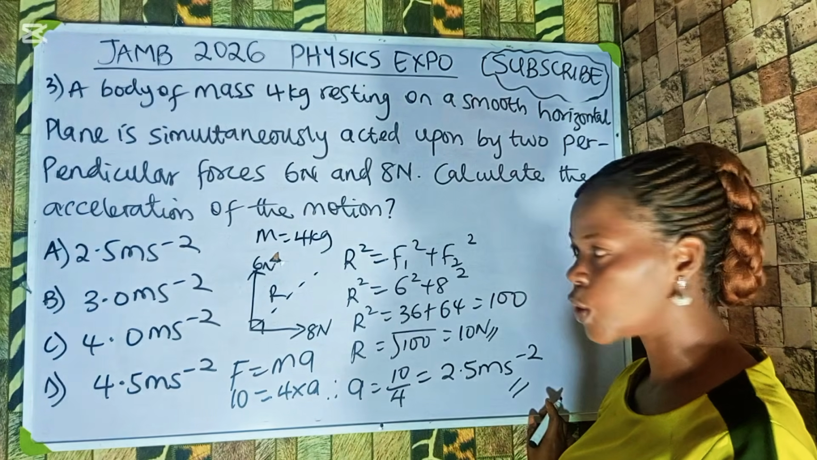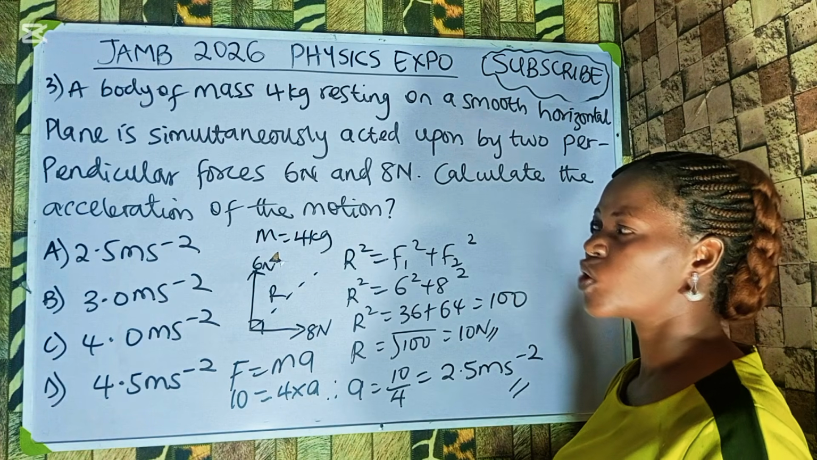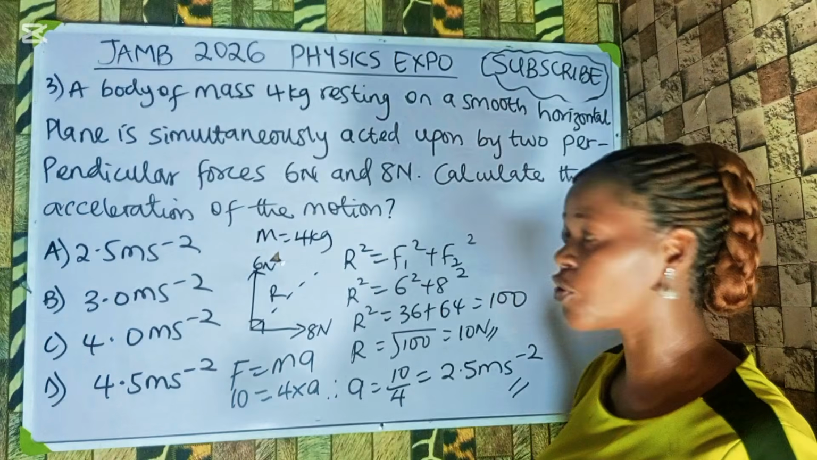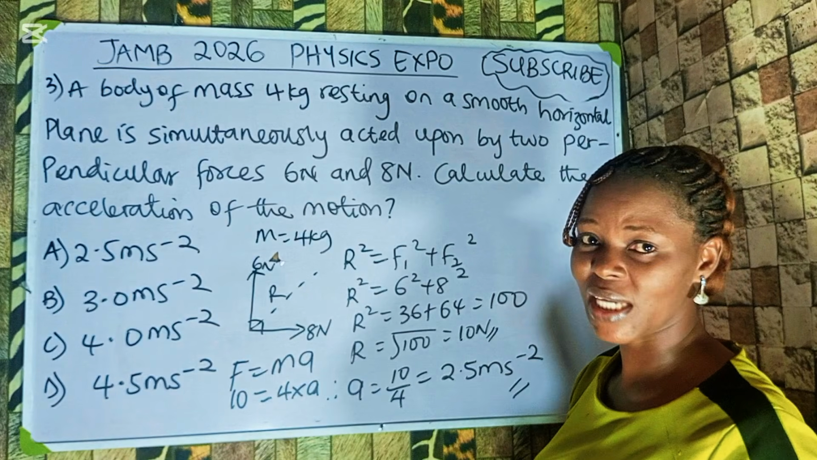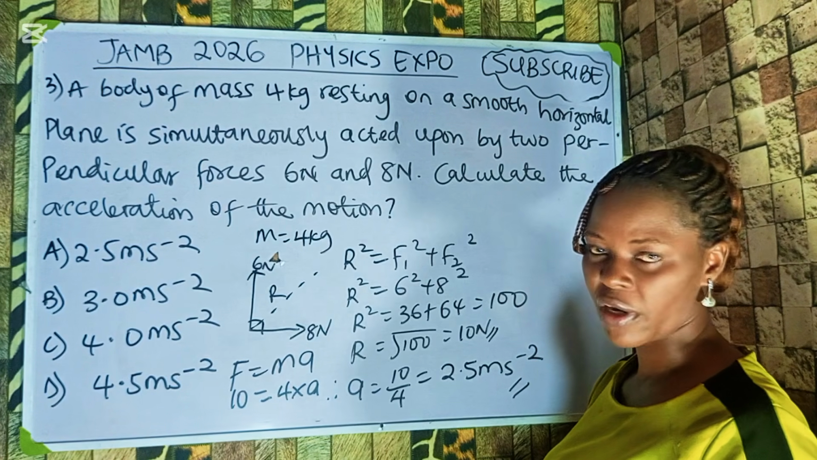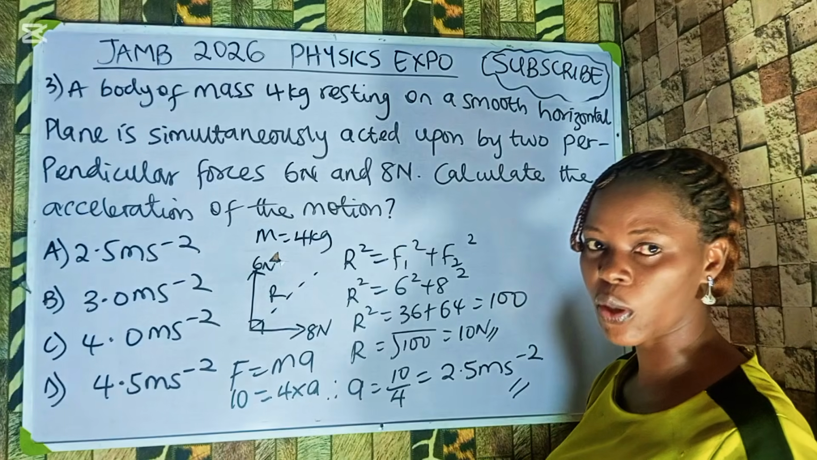Now look at this question closely. You cannot realize that they do not just want you to solve for the acceleration straight, right? You need to solve and get the resultant force. Vectors inclined at right angle. I hope that is clear. Now from what we've done so far, the correct option to this question is option A.